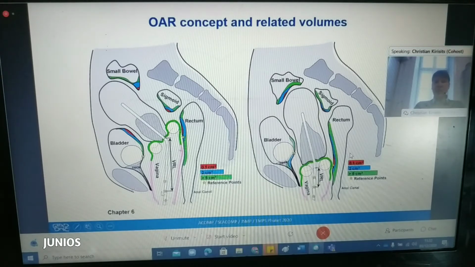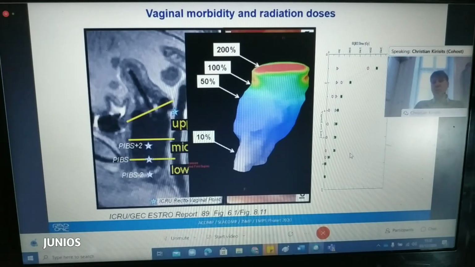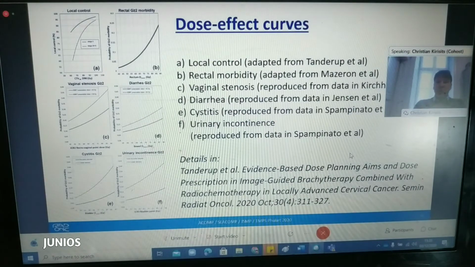We also have this vaginal point in the mid and lower vagina, the TIPS point, and there's evidence coming up for vaginal morbidity. These were the TIPS points which are now correlated with the situation in the lower, mid, and upper vagina, and we are able to analyze this vaginal morbidity. I would like to refer to this paper which we did together with Kajian from Denmark. It is more or less summarizing the current evidence, and we have here different dose effect curves.